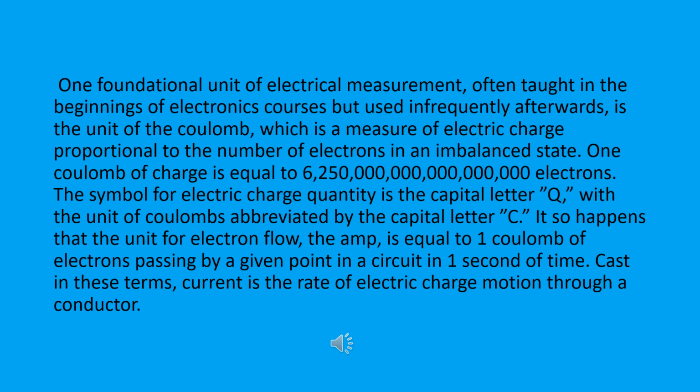One foundational unit of electrical measurement, often taught in the beginnings of electronics courses but used infrequently afterwards, is the unit of the coulomb, which is a measure of electric charge proportional to the number of electrons in an imbalanced state. 1 coulomb of charge is equal to 6,250 quadrillion electrons. The symbol for electric charge quantity is the capital letter Q, with the unit of coulombs abbreviated by the capital letter C. It so happens that the unit for electron flow, the amp, is equal to 1 coulomb of electrons passing by a given point in a circuit in 1 second of time. Cast in these terms, current is the rate of electric charge motion through a conductor.